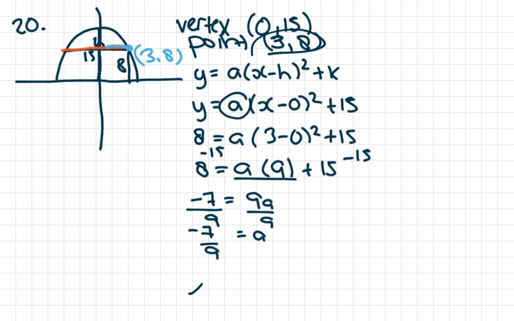So therefore, my equation would be y equals negative 7 over 9 times x minus 0, which is really just x squared, plus 15.